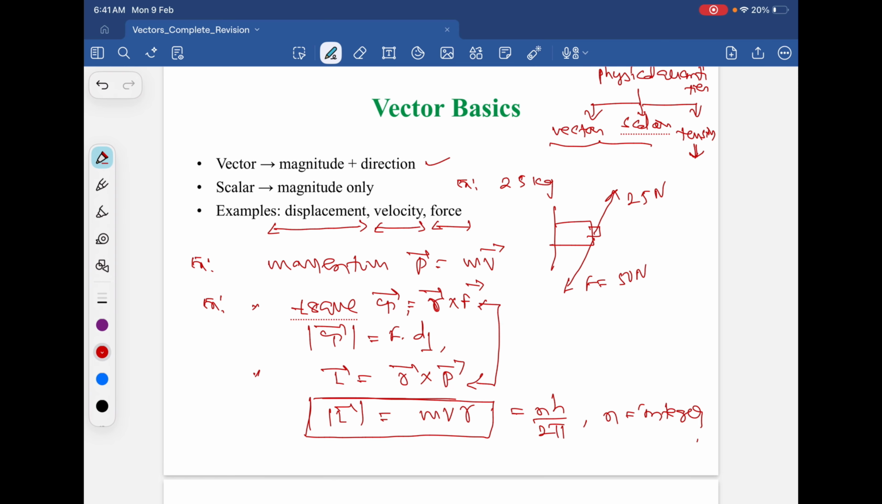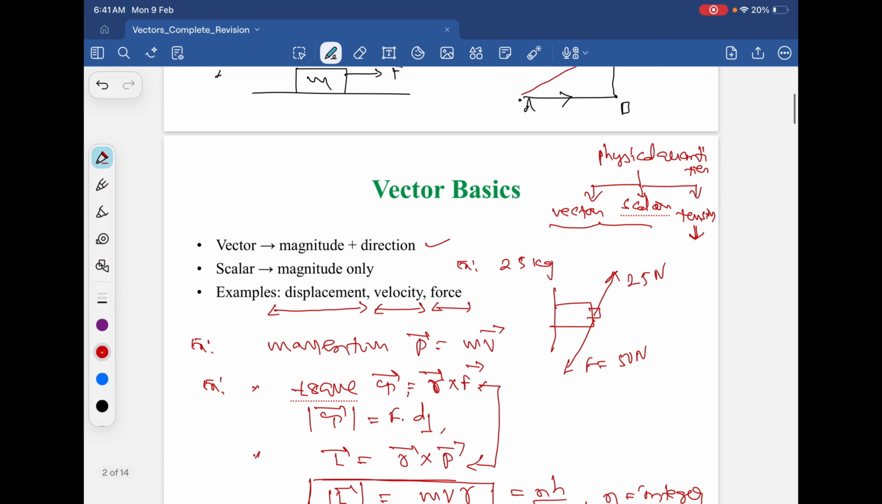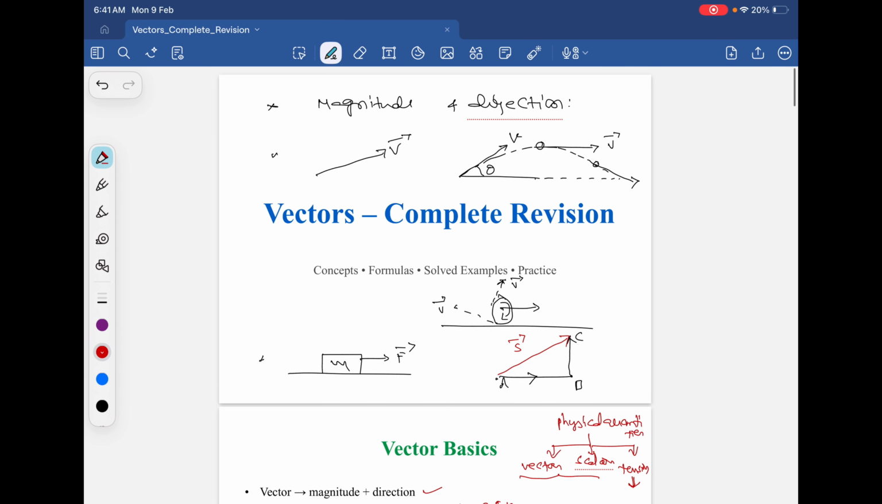Now just currently just remember this is what angular momentum is. Okay, we define separately how to calculate. Now our current motto is quick revision of vectors, just the basics of what vectors are and what types of vectors there are. Now vector means what, scalar means what. So I will just revise.